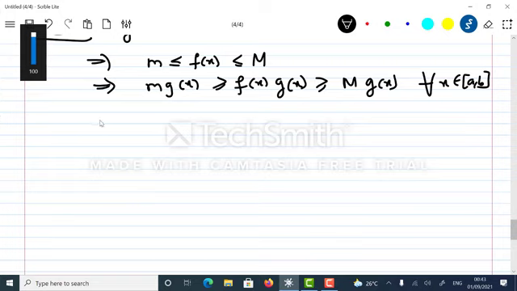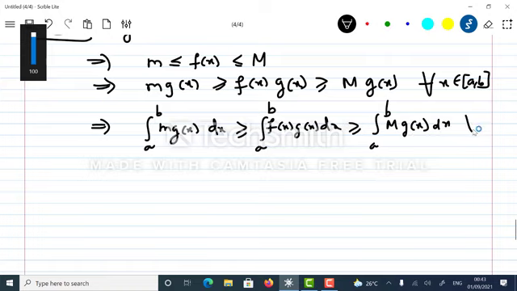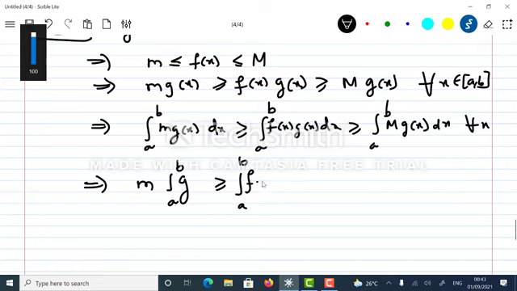Now again that integration rule we can apply. So integral a to b m times g of x dx is greater than equal to integral a to b f x g x dx, which is greater than equal to integral a to b capital M times g of x dx for all x. Now I can take this m outside, since that is again a rule, so integral a to b f into g is again greater than equal to m times integral a to b g of x.